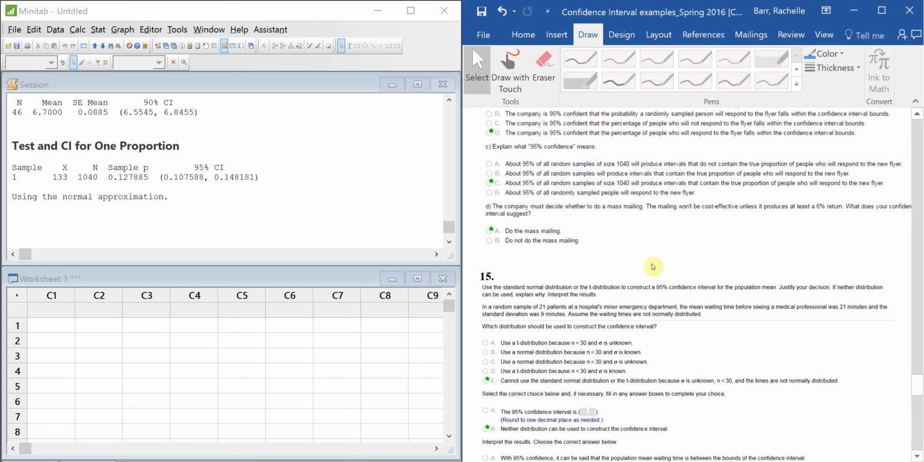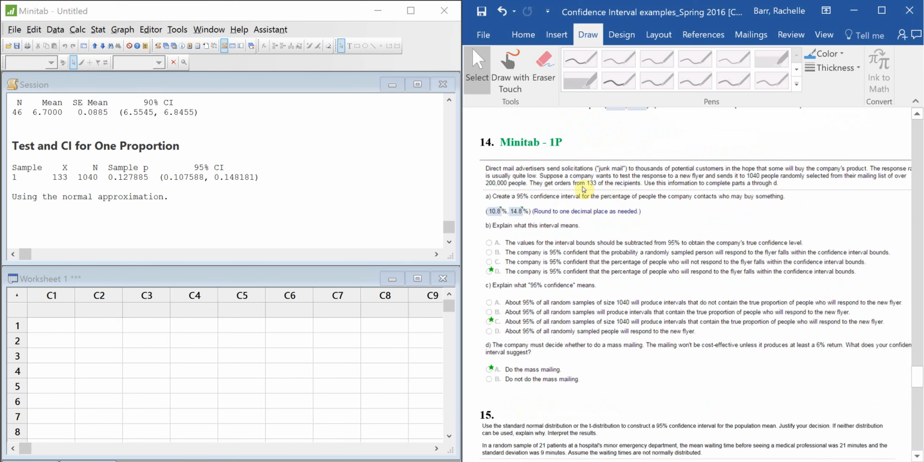Anyway, so the company must decide whether or not to do a mass mailing. The mailing won't be cost effective unless they produce at least a 6% return. What does your confidence interval suggest? Well, those are both bigger than 6%, so do it.